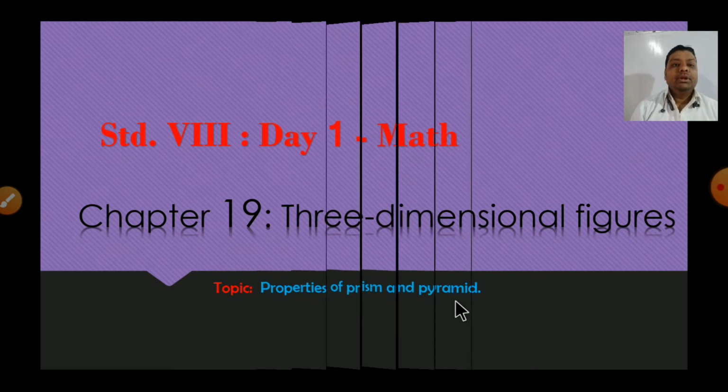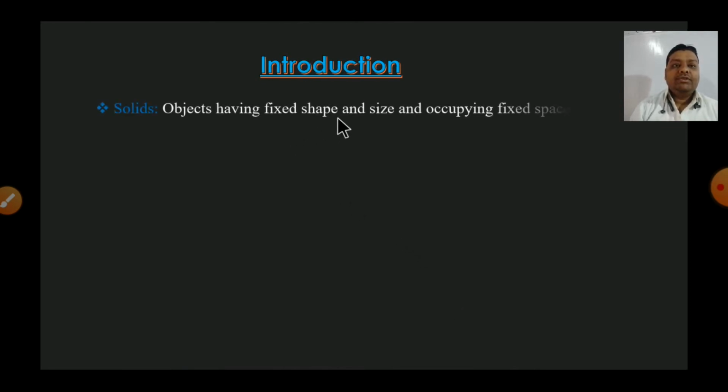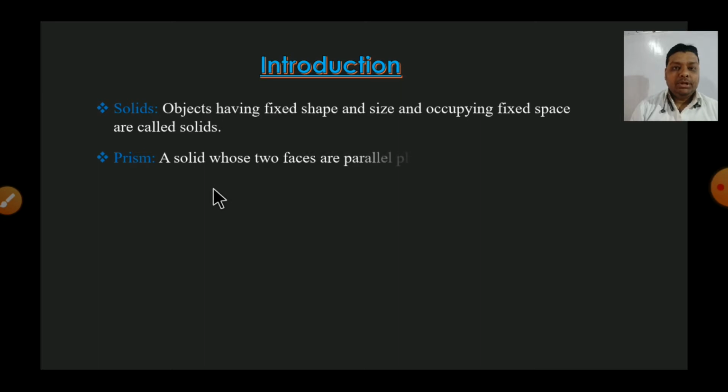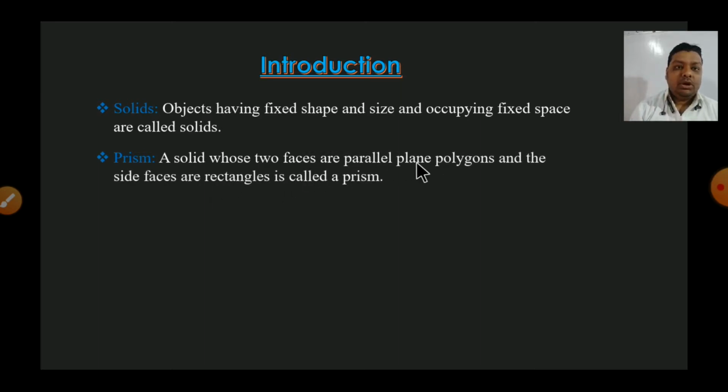Now, at first we will start with the introduction. What is a solid? Objects having fixed shape and size and occupying fixed space are called solids. And what is a prism? A prism is also a solid which has two faces that are parallel plane polygons and the side faces are rectangles. It is called a prism.